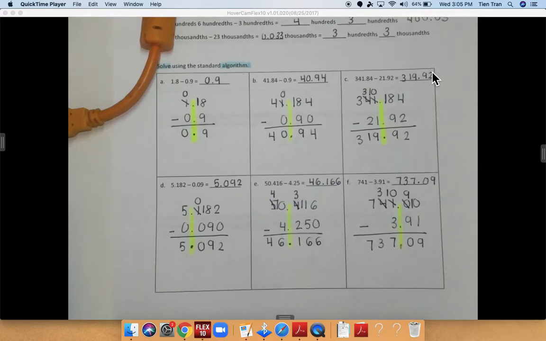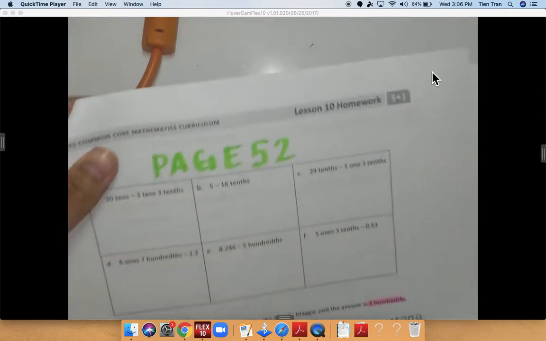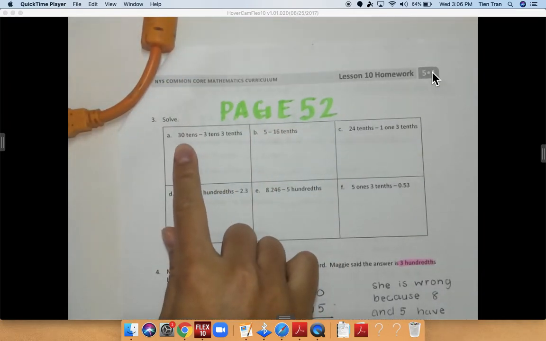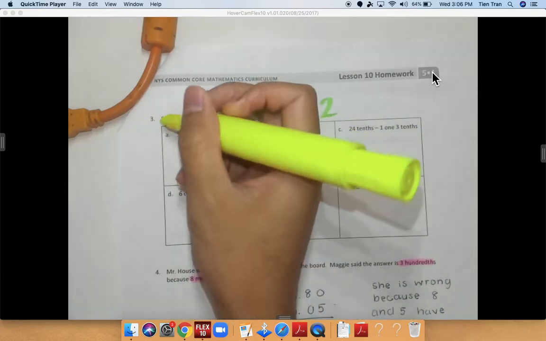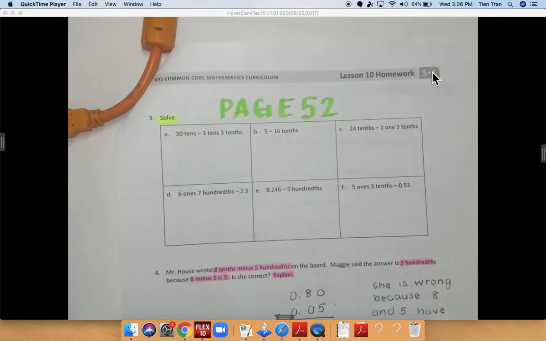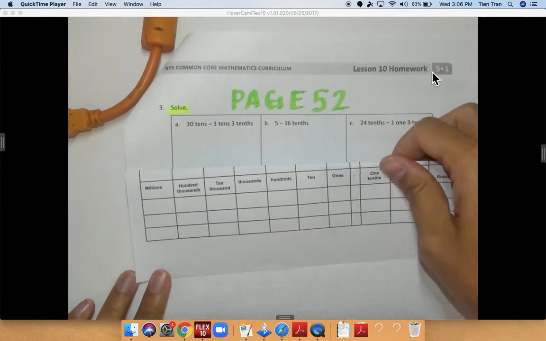Okay, now I'm going to turn the page. For page 52, they asked me to solve these problems. That's the first thing they asked me to do. So I'm going to solve for them, but if you notice, again, they're using words. So when I see words, I think, okay, I want to use my place value chart because it can be really hard to see sometimes mentally in your head. So I'm going to make sure I write it down.